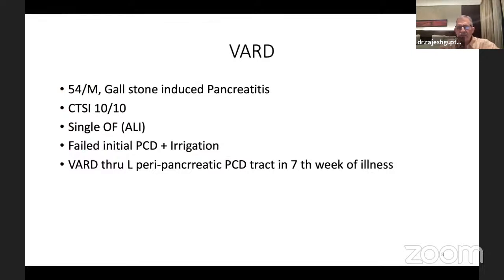So I'll start off with the video-assisted retroperitoneal drainage in a 54-year-old male who had gallstone-induced pancreatitis with CT severity index of 10/10 and had single organ failure at that time.